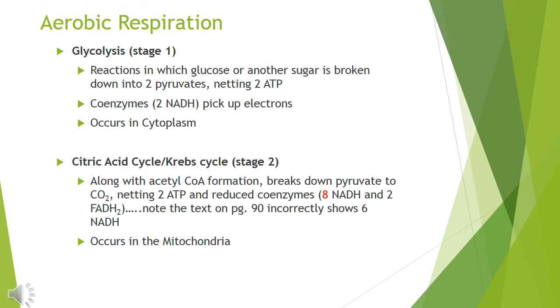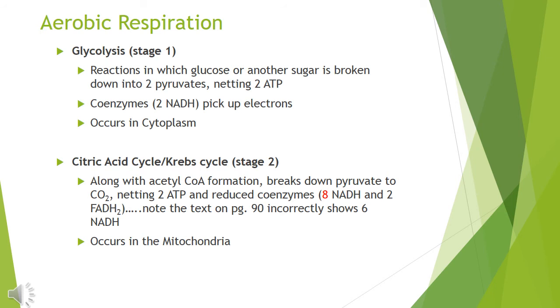Those electrons are moved into the mitochondria, and that's where this citric acid cycle takes place. So we've got acetyl-CoA formation that's come from the glycolysis stage, from the pyruvates basically in the glycolysis stage, and we've formed this acetyl-CoA, and then we've broken down pyruvate to carbon dioxide. We've netted 2 more ATP, and we've reduced coenzymes. Now we have 8 NADH and 2 FADH2.